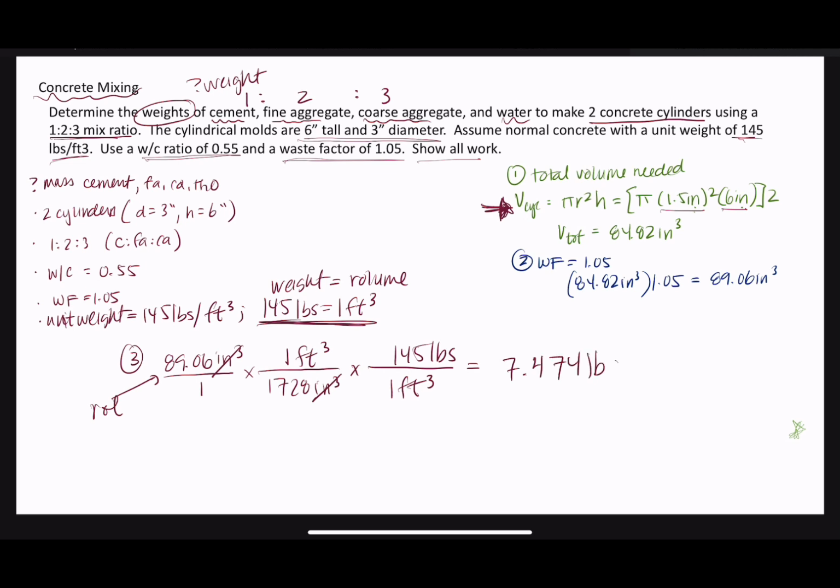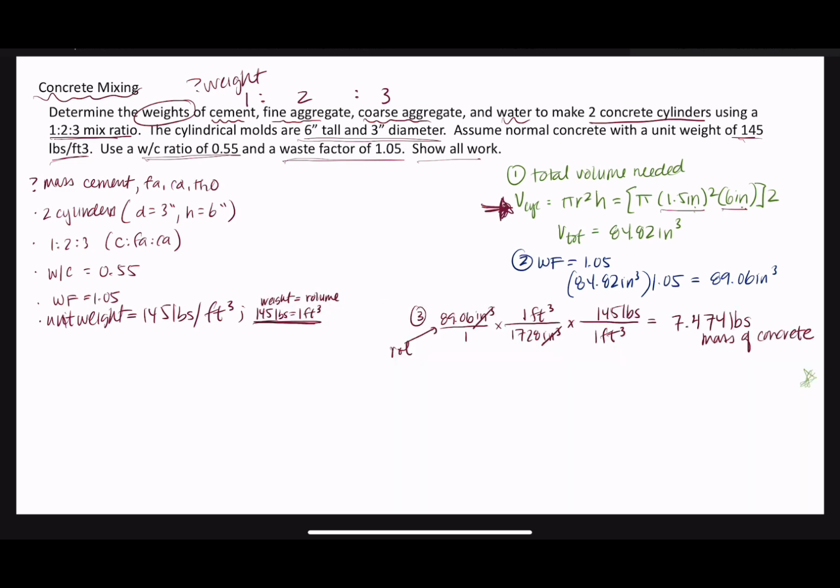So when I do that, I get that my answer is 7.474 pounds. And that is the total mass of, because we should label things, especially in a multi-step problem, this is the mass of concrete that we need. Does that make sense? So step 1 is I found the total volume. Step 2, I factored in the waste factor, so an extra 5%. Step 3, I took my volume and I converted it to a mass. Yes? All right.